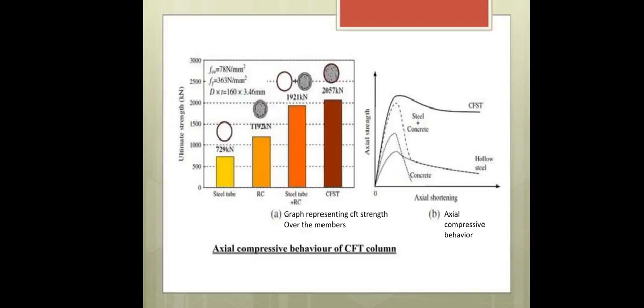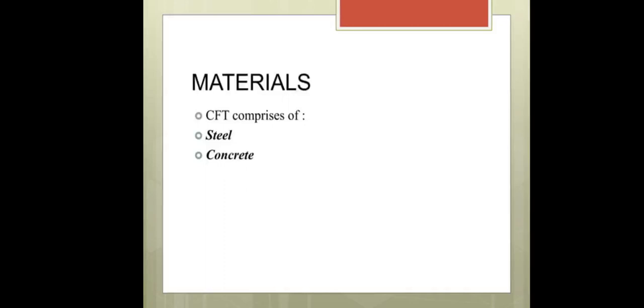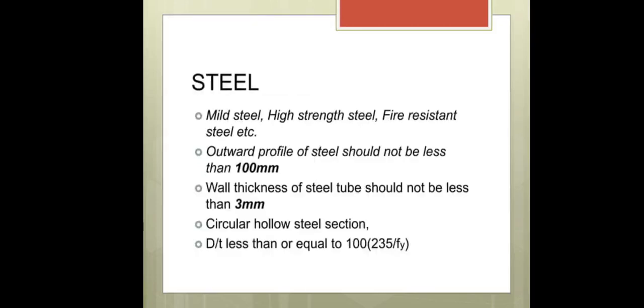The axial comparative behavior graph has also been observed, in which CFST has widely overcome the load bearing capacity. As we can see, CFST comprises two members. First is steel and second is concrete, which we will be discussing further in our presentation.